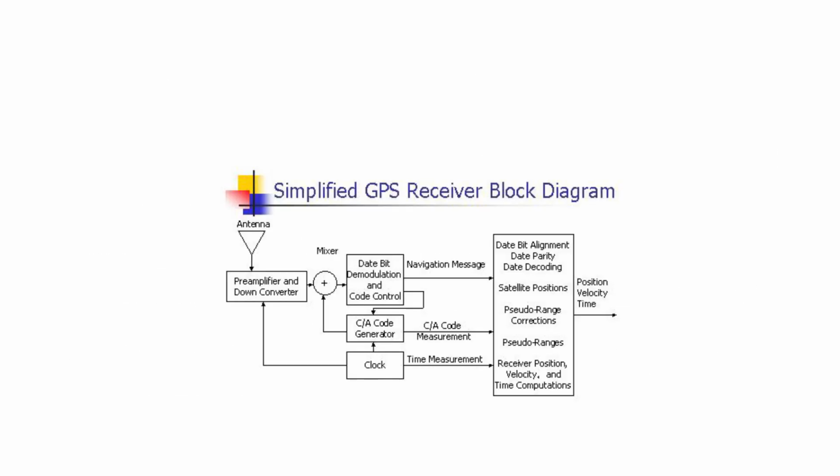The simplified block diagram of the GPS system consists of a preamplifier and down converter, mixer, and data bit demodulation and control, and next is the data bit alignment and data decoding and satellite positions, pseudo range corrections, pseudo range receivers, positions, velocity, and all these things. This is the simplified block diagram of the GPS system.